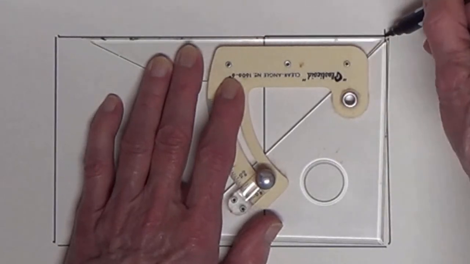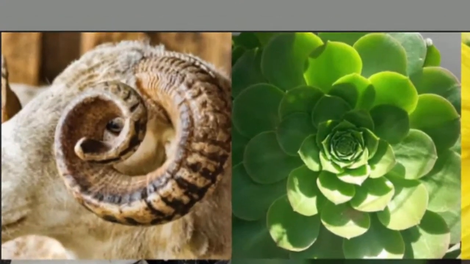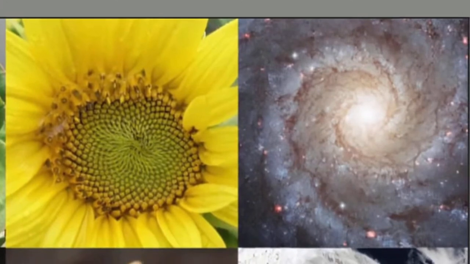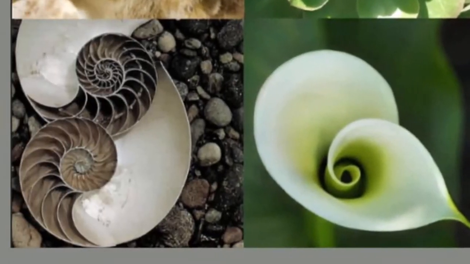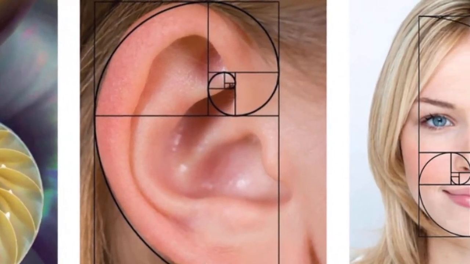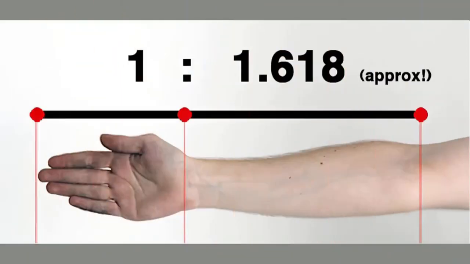What makes the ratio in that rectangle so fascinating and so mysterious is that we see that same ratio in nature. We see it in the design of plants and the sizes and arrangement of the particles of plants. We see it in the design of seashells. We see it in the design of the human ear, in the way the human face is proportioned, in the way the human body is proportioned.